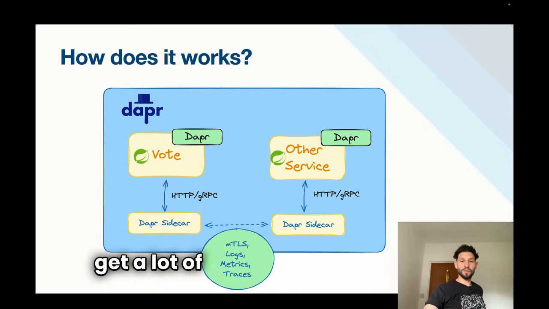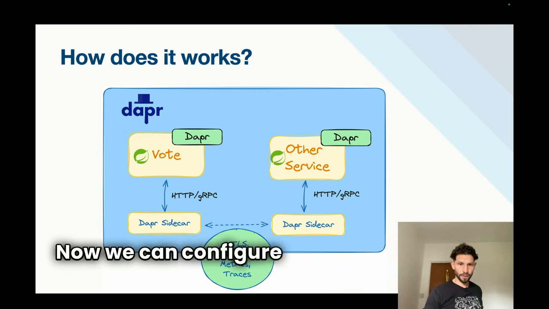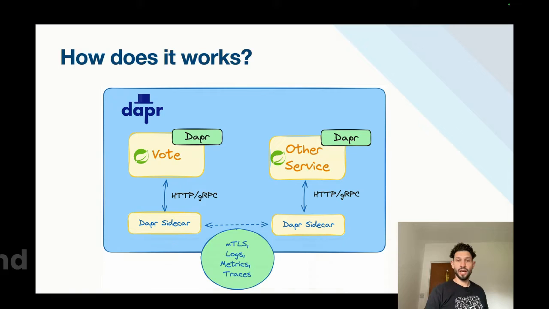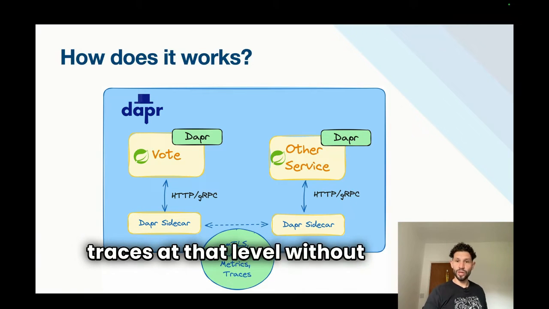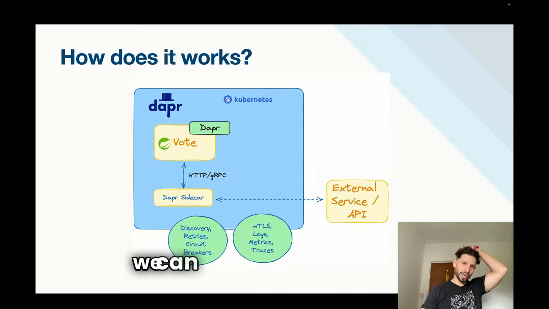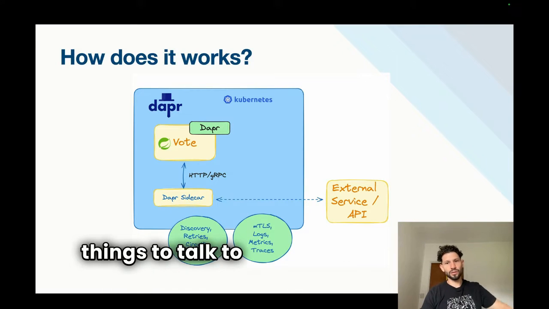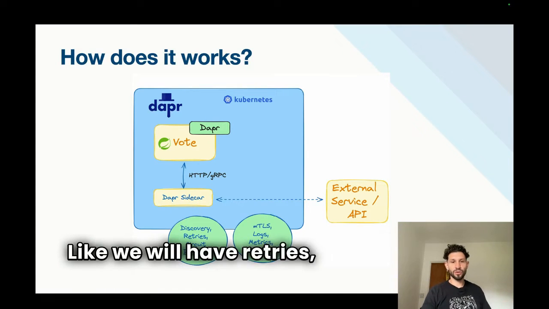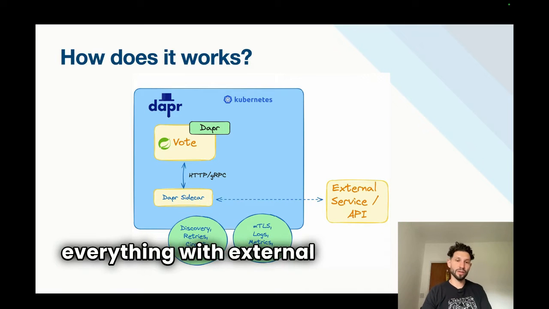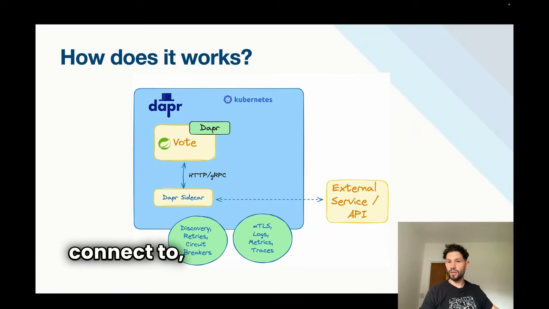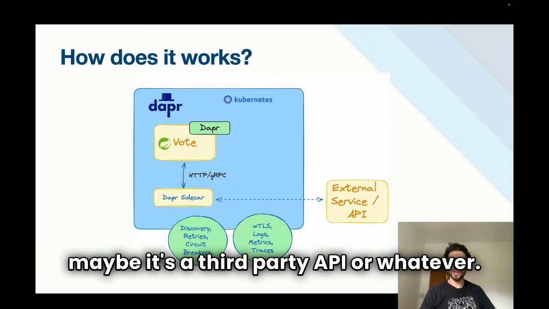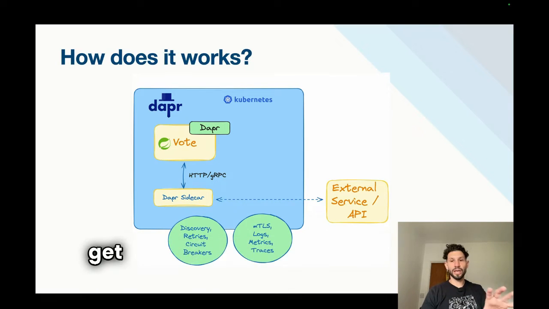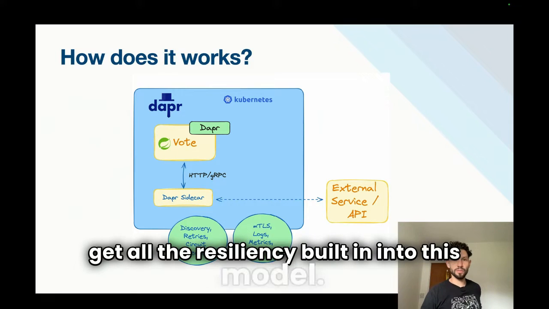We can also get a lot of things for free, like mTLS. Now we can configure encryption between the sidecars, and also we can capture logs, metrics, and traces at that level without touching anything from our application. We can implement all these things to talk to external services too, right? We will have retries, circuit breakers, and everything with external services that we want to connect to, maybe located in a different cluster, maybe a third-party API or whatever. We will just get the same benefits, and we will get all the resiliency built into this model.